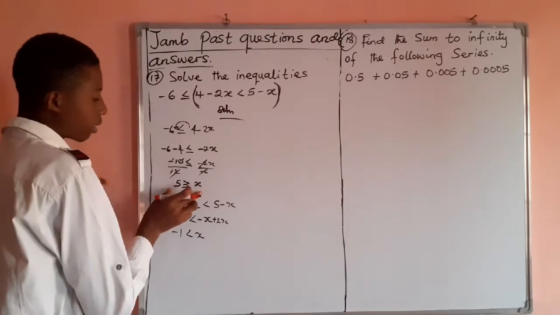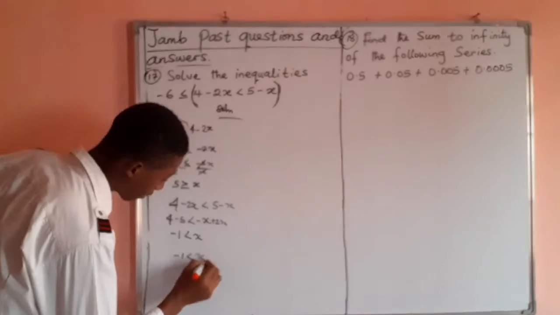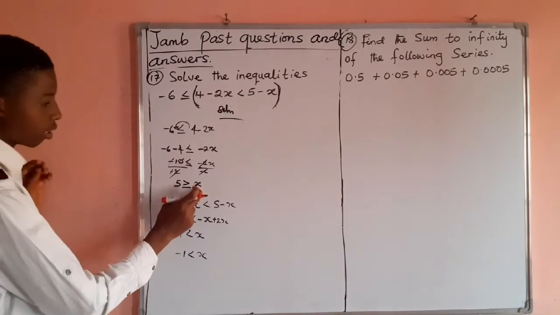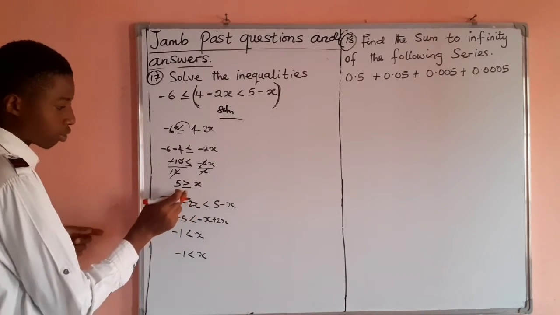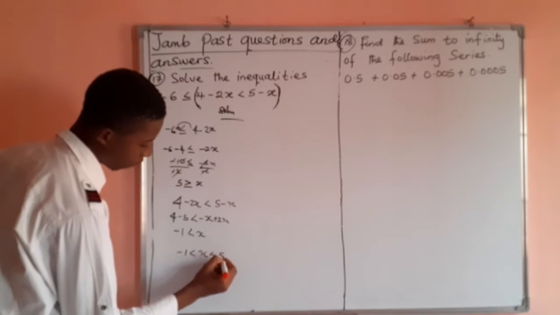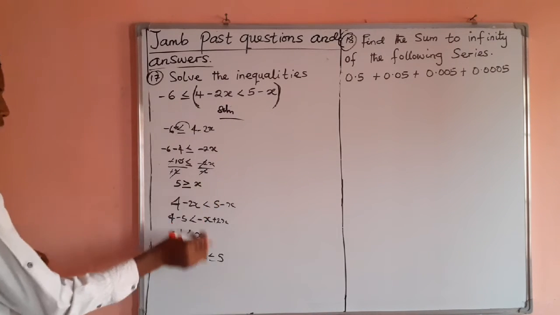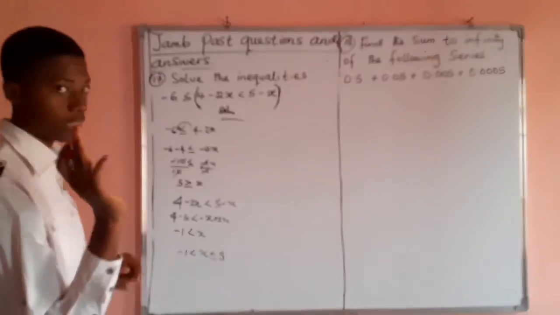Now we have to take what is here and bring it down. Minus 1 is less than x. Since x is at the back, you have to change this sign like this: x is less than or equal to 5. You just bring it down and change the sign since x is at the back, so that it still stays the same.